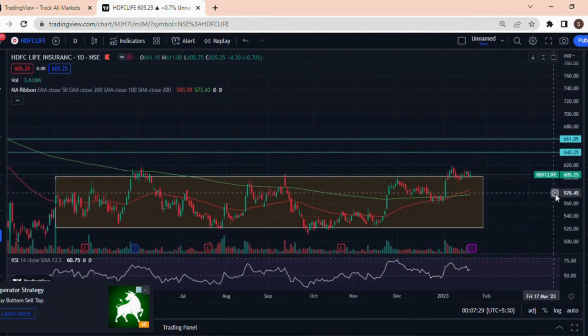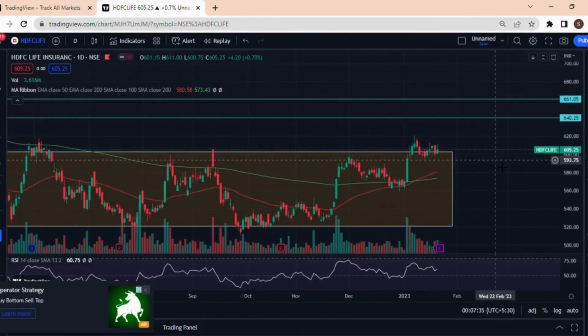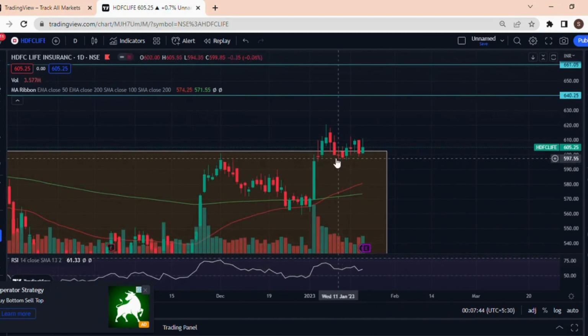Now, if you are interested in taking a trade, you can put a stop loss somewhere around the bottom of this rejection candle over here. We can see the stock is not giving us a close below 598 levels. So I would suggest you keep a stop loss slightly below the wick of this candle. A stop loss of around 592 or 593 would be a good level to exit the stock. If it breaks that level, you must exit the stock.